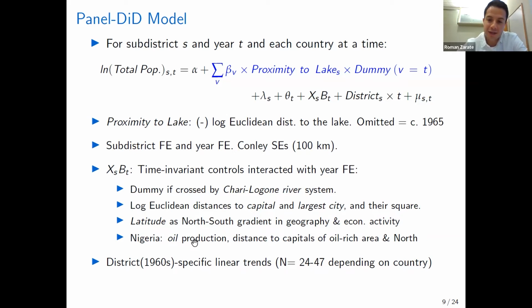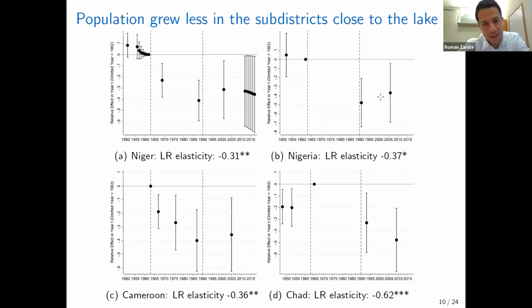To estimate the standard errors, we are going to take into account the spatial correlation. So we're going to estimate them using spatial errors. And then we're also going to allow in some of our specifications for district-specific linear trends, which is this term over here. Now, what we're going to find is that population grew at a lower rate in the locations that are closer to the lake.